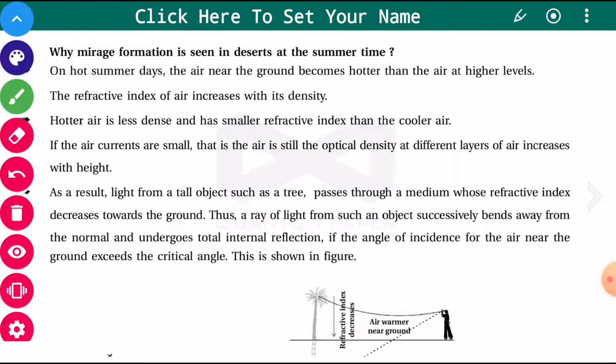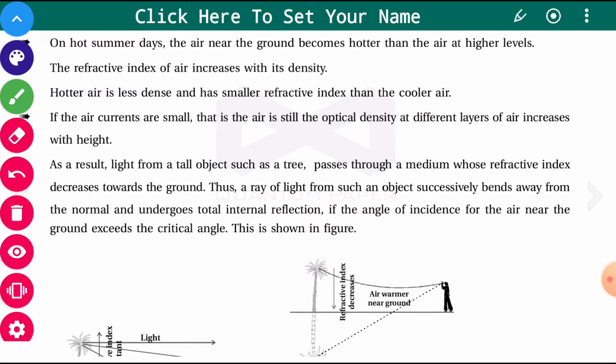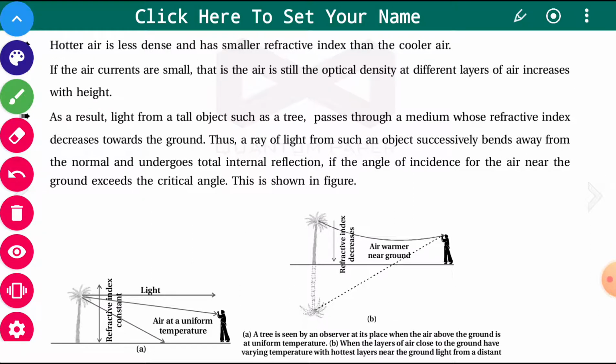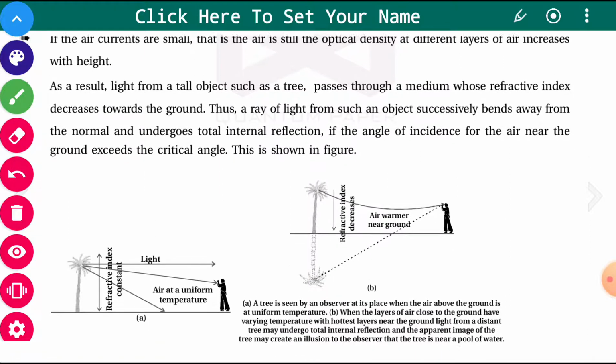The refractive index of air increases with its density. So, as you go above the surface of the earth, the refractive index increases. Hotter air is less dense and has a smaller refractive index than the cooler air. If the air currents are small, that is, the air is still, the optical density at different layers of air increases with height. Means as you go above the surface of the earth, the refractive index increases.